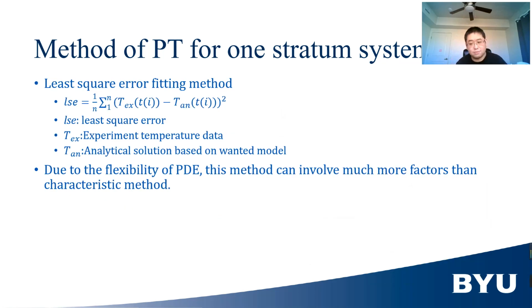So in order to solve this problem, we are going to use another method, the least square error fitting method. It is something like this. We are going to use an optimization technique to find the analytical solution based on the wanted model that has the least square error with the experimental data. So this is the least square error, LSE, and this summation is there because the IR camera cannot get a continuous line of experimental data, so it is discrete temperature at discrete time. T_exp is the experimental temperature data, and T_AN is the analytical solution based on the wanted model.